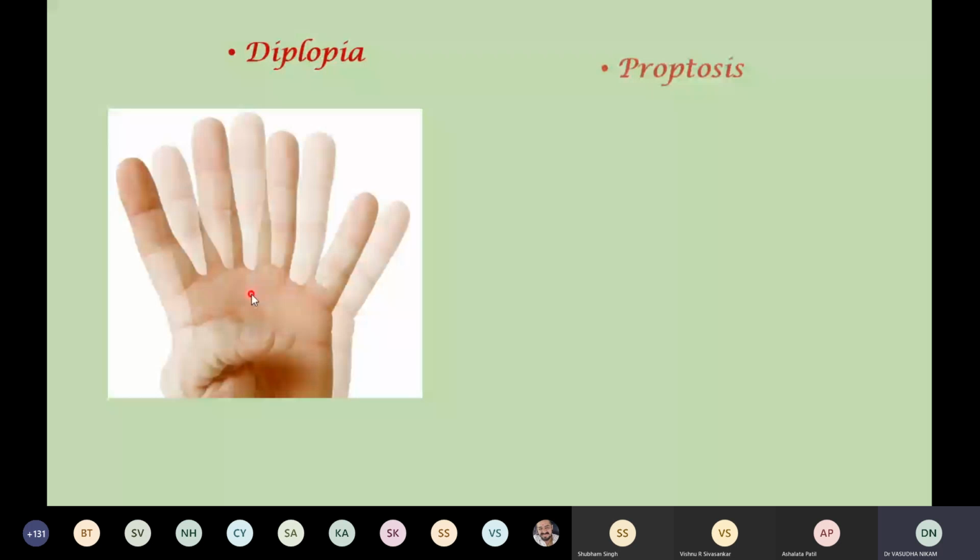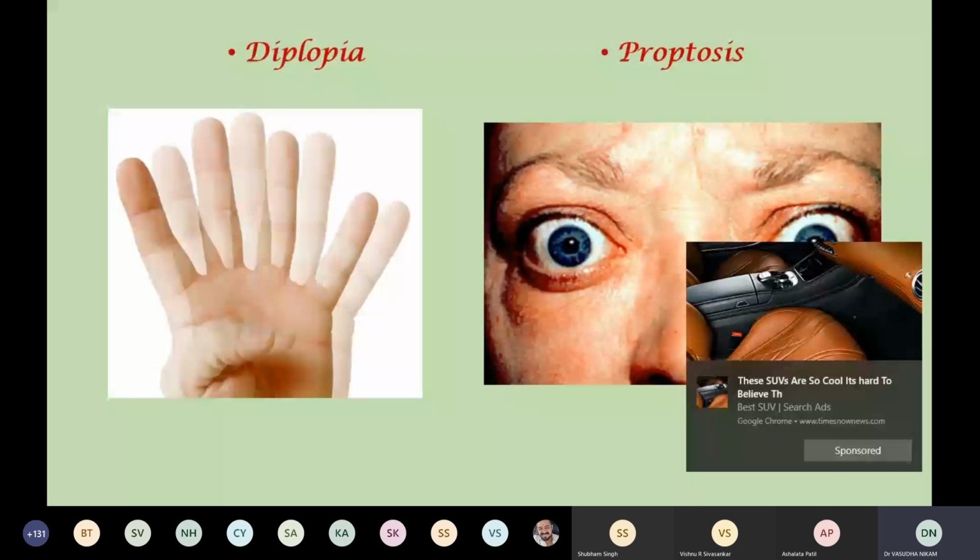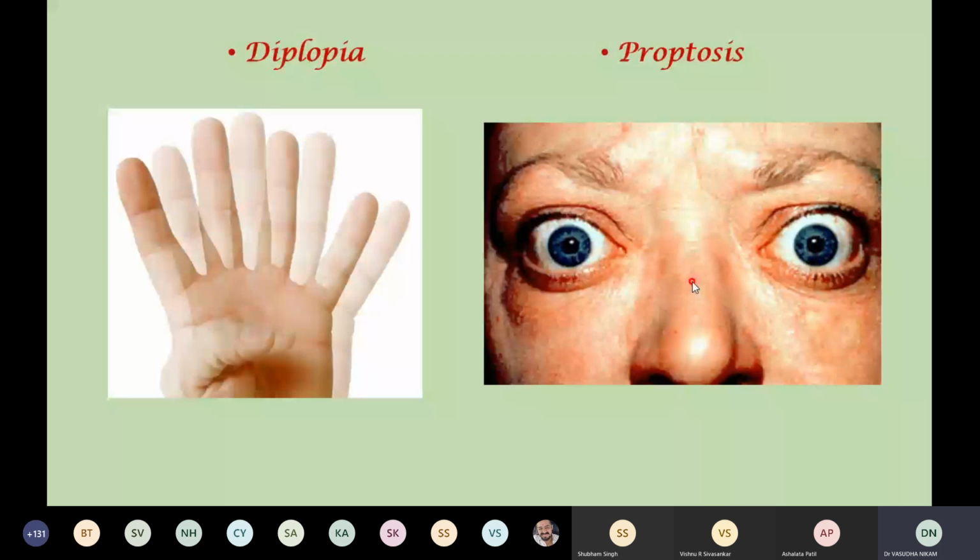And the last condition you should know is called proptosis. Just look at the eyeball of this patient. It is so horrible, isn't it? You can see there is a prominence of the eyeball here. The eyeball is coming out of the orbit. It occurs because all the extraocular muscles are paralyzed except superior oblique and lateral rectus. Because of this, remember, there is a relaxation of these extraocular muscles, which leads to this condition called proptosis.